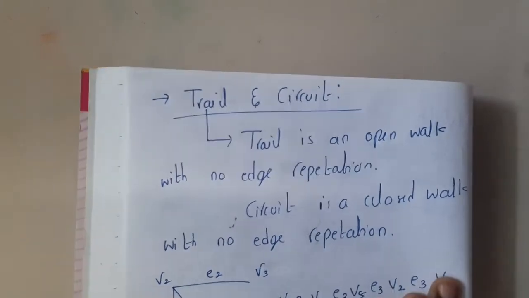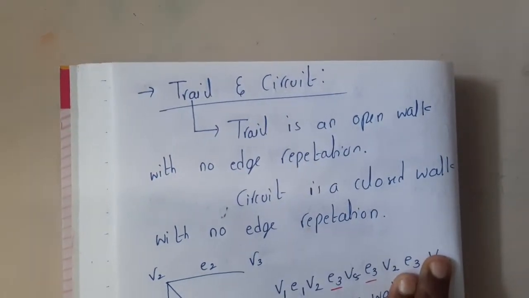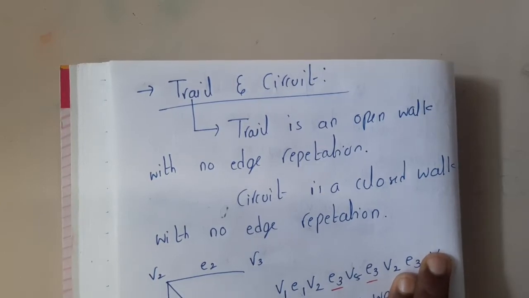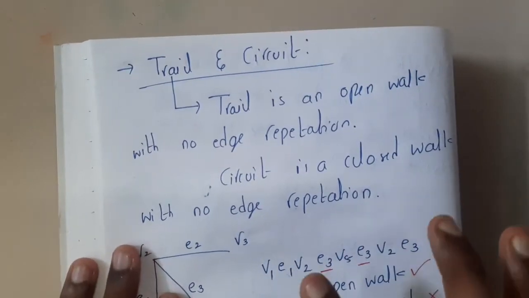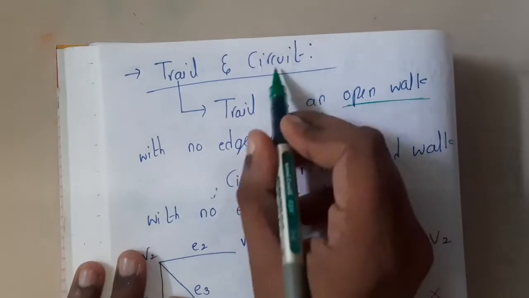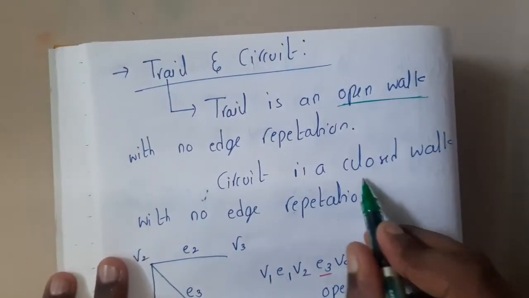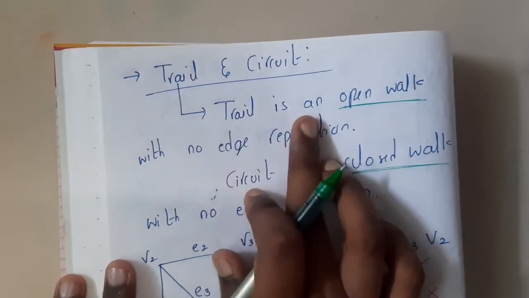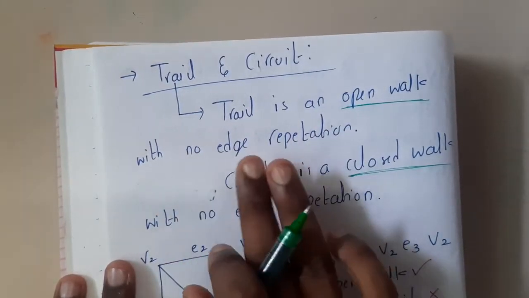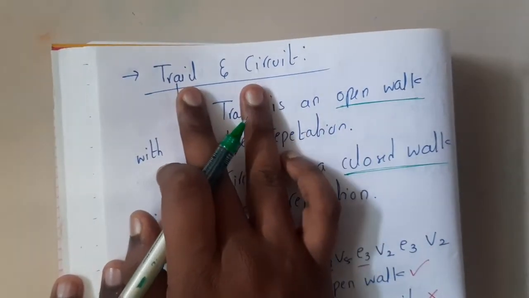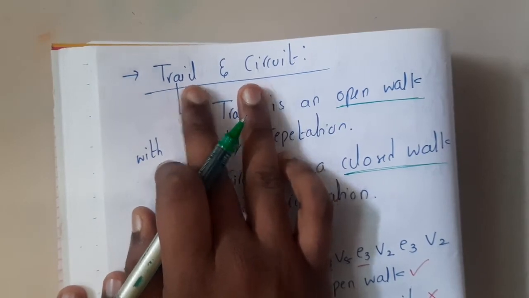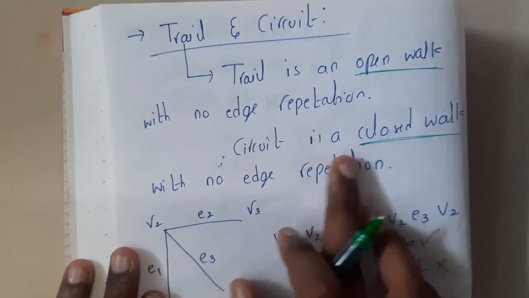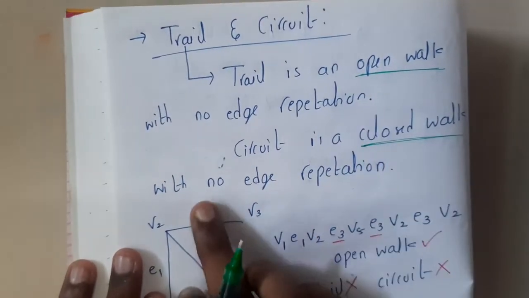That is trial and circuit. I think now you are getting some idea, right? What is a trial? A trial will talk about an open walk, and a circuit, something like a circle, is going to work with the closed walk. A trial is an open walk with no edge repetition. So in trial and circuit we will work with the edges. A circuit is a closed walk, that is the only difference, a closed walk with no edge repetition.